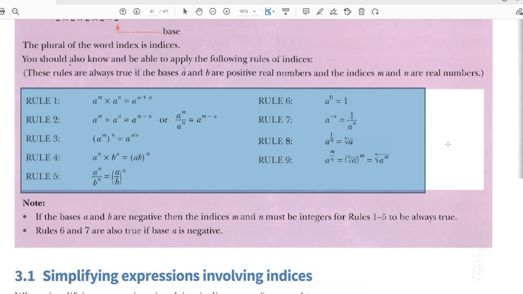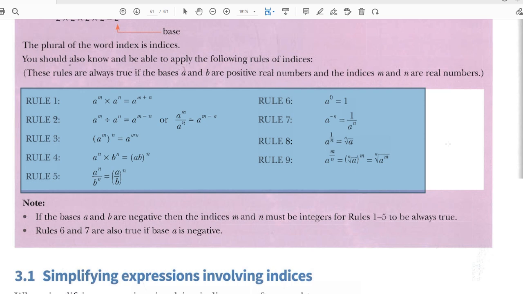Okay. Rule number 4, a to the power n into b to the power n is equal to ab to the power n. This rule says if we have two different bases but the same exponent, then we can write both the bases in a single power. You can see here a to the power n and b to the power n, because both bases have the same exponent, that is n, so we can write ab to whole power n.